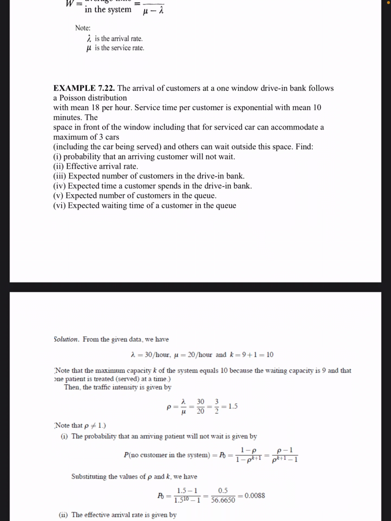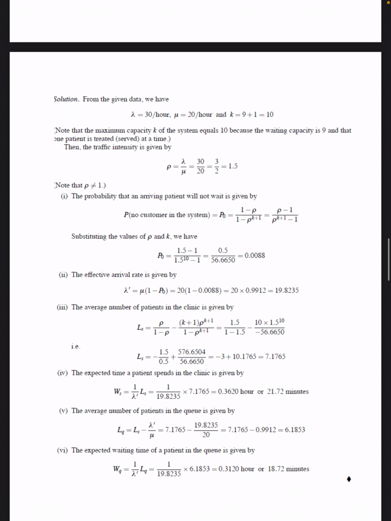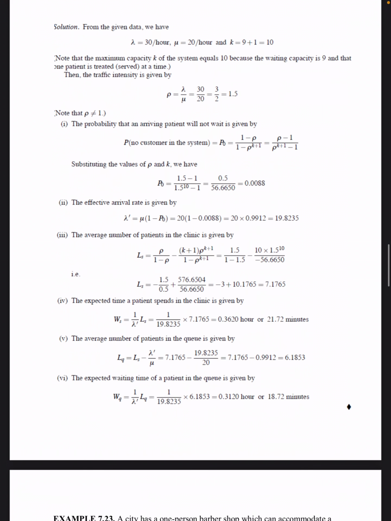So here lambda is 30 per hour, mu equal to 20 per hour, and k equal to 10. Note that the maximum capacity k of the system equals 10 because the waiting capacity is 9 and 1 may be treated. So that is k equal to 10. And rho equal to lambda by mu, that is 30 by 20 equal to 3 by 2 equal to 1.5.